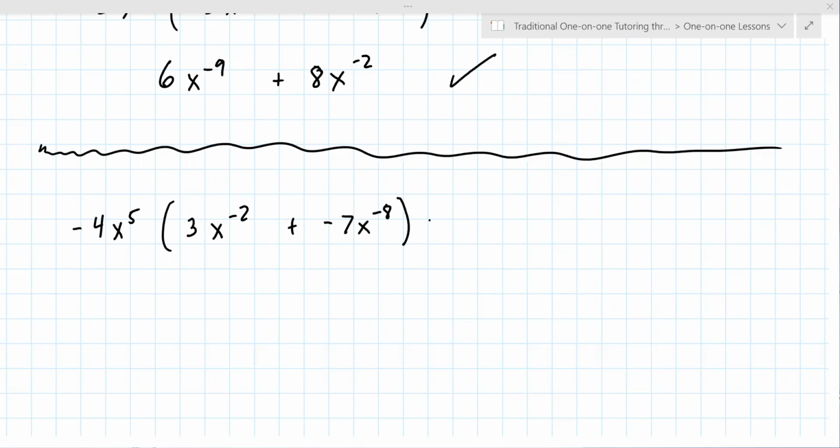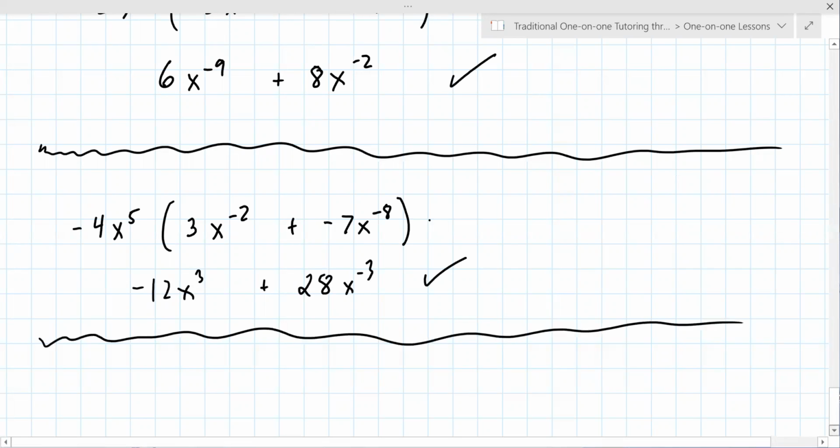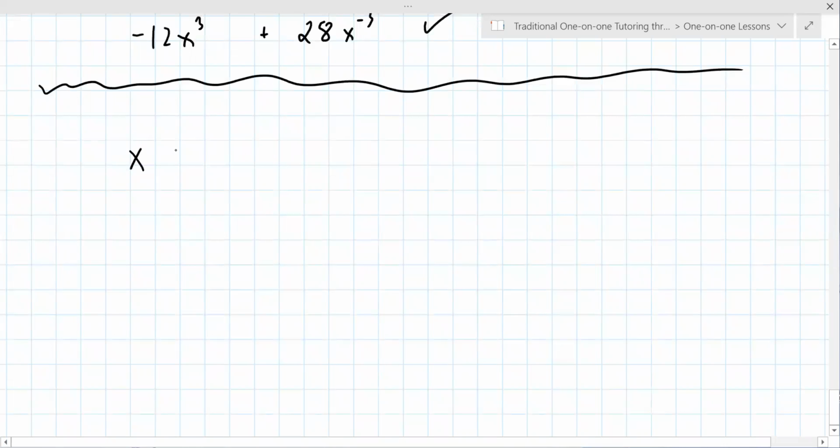Negative 12x^3 plus 28x^-3. Yeah, negative 12x cubed plus 28x to the negative 3. Perfect. All right, let's talk about division now. You probably did some of these in class, so hopefully some of this will be review.